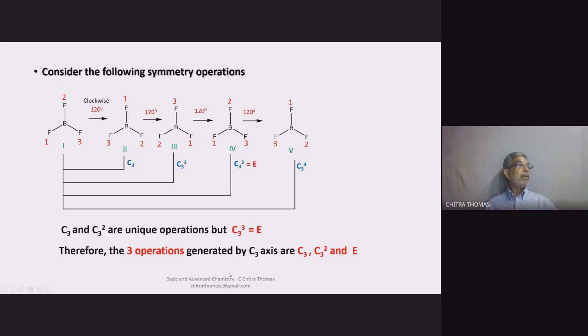Now, compare configuration 2 and configuration 5. This is 1, 3, 2. So these two configurations are identical. So I can say C3 to the fourth is C3. Then C3 to the fifth will be C3 squared. C3 to the sixth is equal to C3 cubed, which is identity.